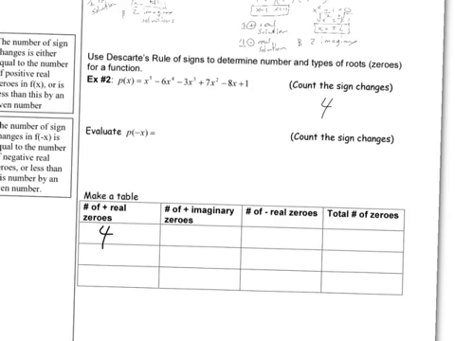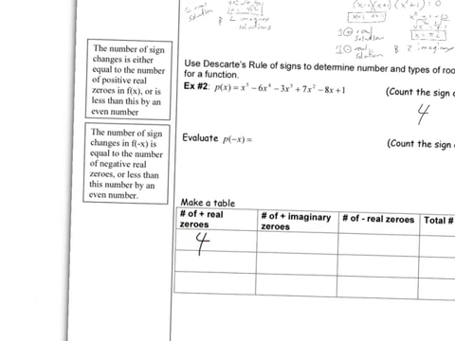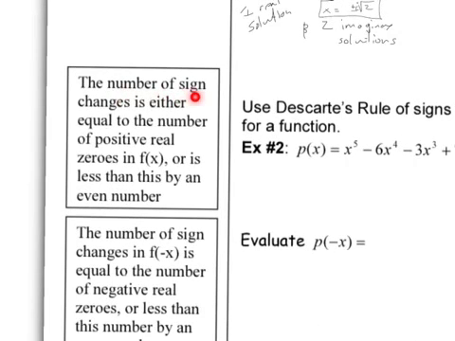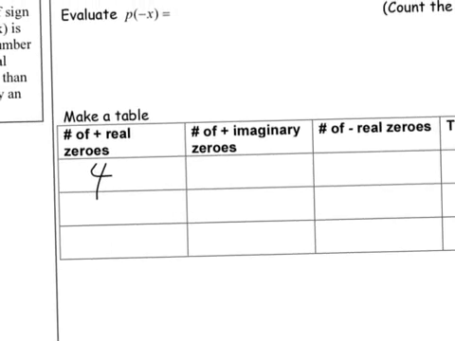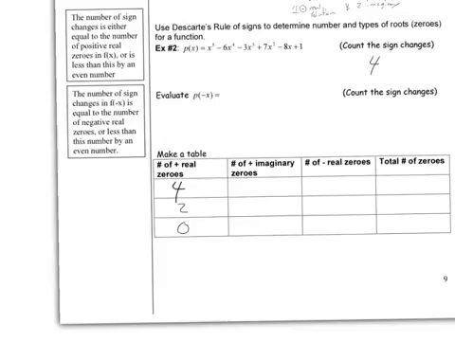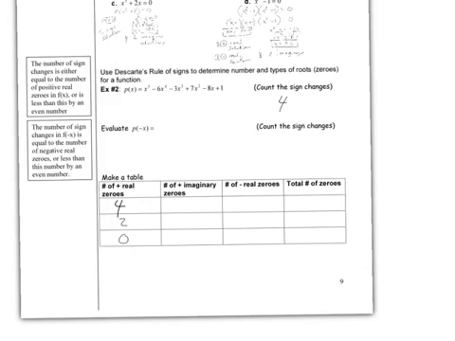But there's also the possibility that it's less than this number, and it would be less than by 2, see? The number of sign changes is either equal to the number of positive real zeros or is less than this by an even number. So, meaning we just go down by 2s. So 4, 2, 0. All right? So those are our three possibilities of numbers of positive real zeros.